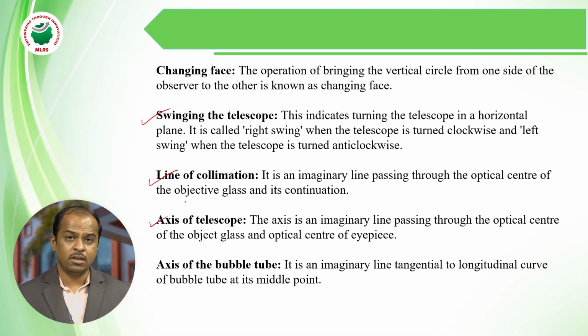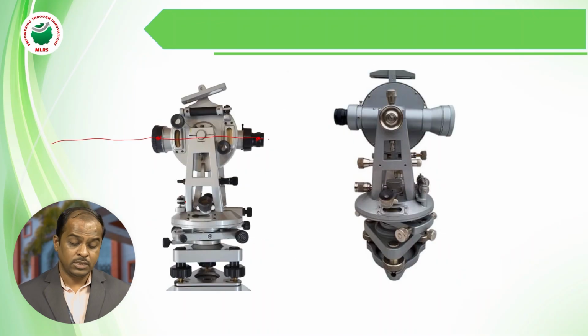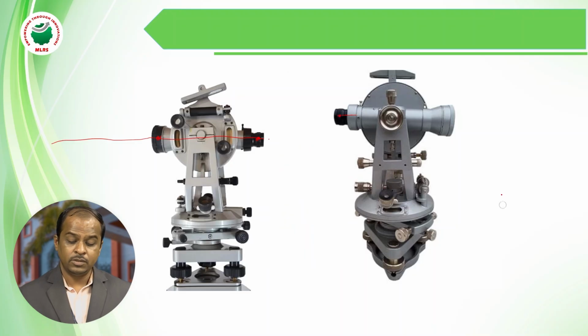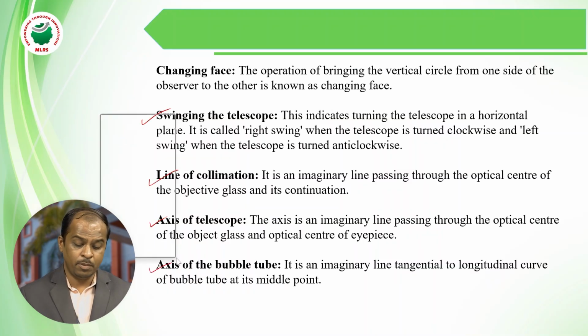Next one, axis of telescope. It is similar to the line of collimation, but the difference is that it is an imaginary line joining the center of the eyepiece to the center of the objective. This is the axis of telescope. Next, axis of bubble tube.